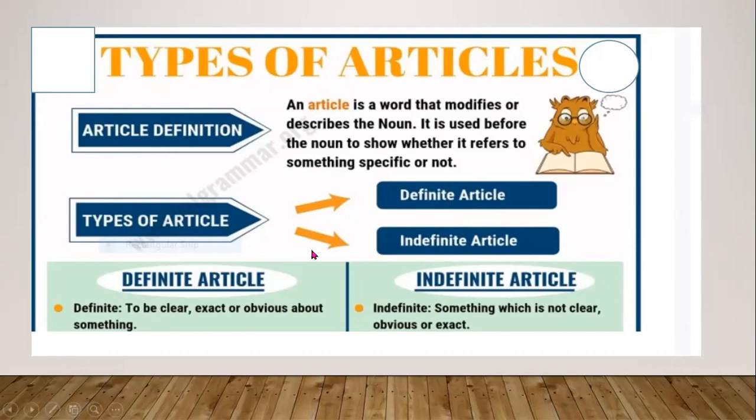Definite article, so here it says that it is clear, exact or obvious about something. When you say the boy or the student or the school, in that case you're referring to one particular thing, right? So when you're talking about indefinite articles, for an example, when you make use of a girl, a boy, or a student, or a school, anything in common, anything in general, you're not specifying it here at all. So indefinite article here.